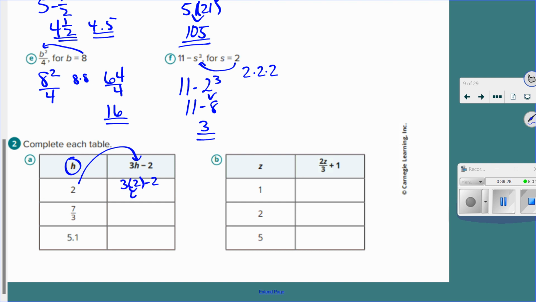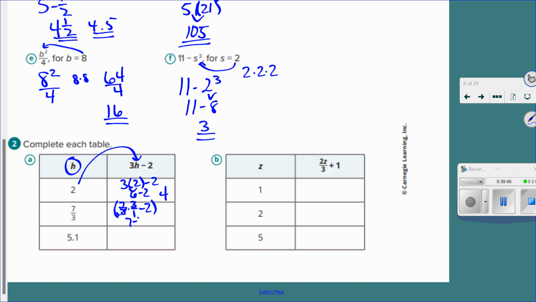So now, again, they've given me a value of h. So I'm going to substitute the h into my expression. So I'm going to do 3 times 2 minus 2 gives me 6 minus 2 for a value of 4. 7/3. Well, it doesn't matter what the number is, even though the math gets a little more complex. So 7/3 times 3 minus 2. So I'll put that over 1. Those go away. So that gives me 7 minus 2, which would give us a value of 5.